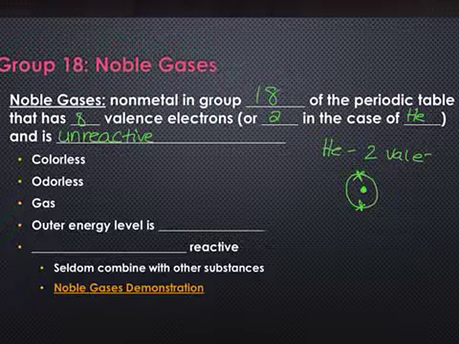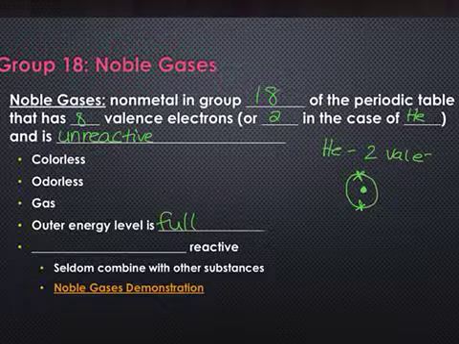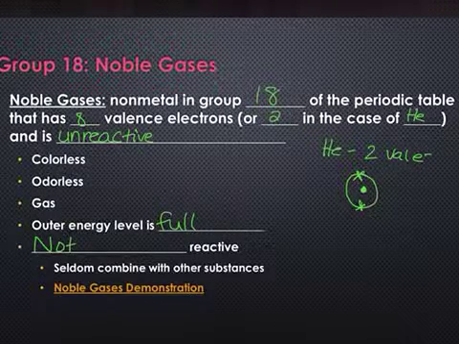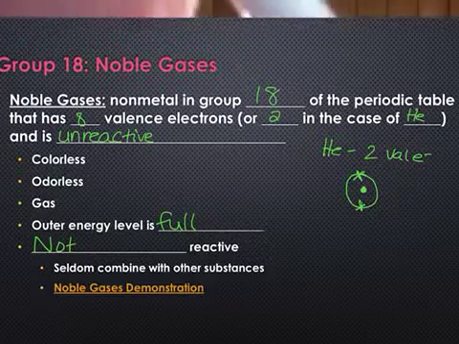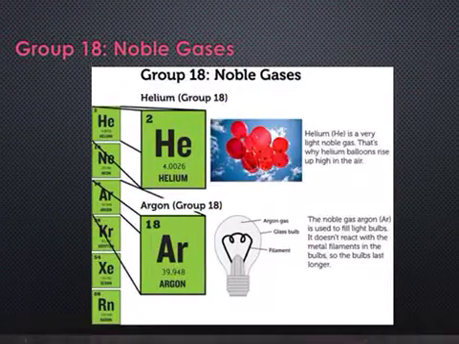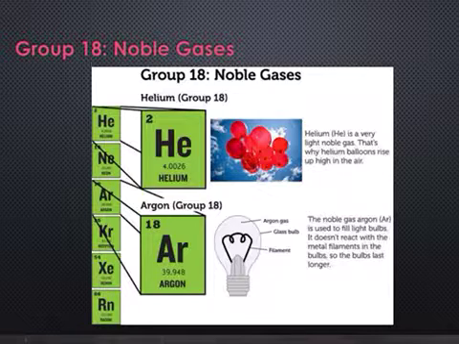These are generally colorless, odorless gases. Like I said, their outer energy level is full. They're not reactive, and they will seldom combine with other substances. However, some of them do have the ability to bond to themselves. So here are your examples. We have helium to start off the family, and it works its way down to argon, krypton, xenon, and radon.